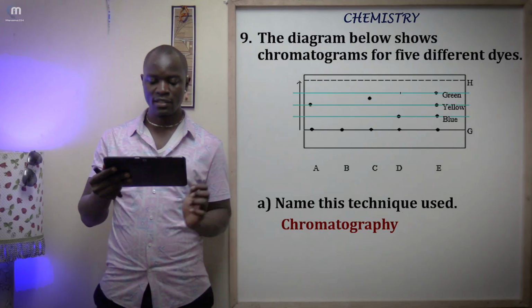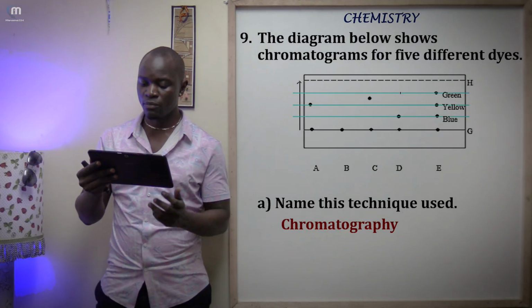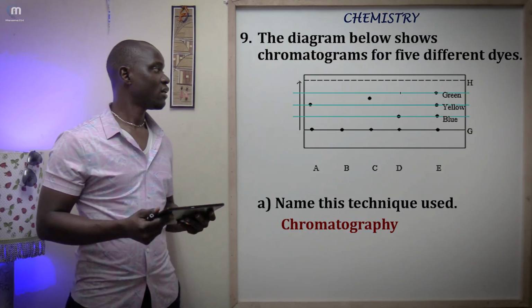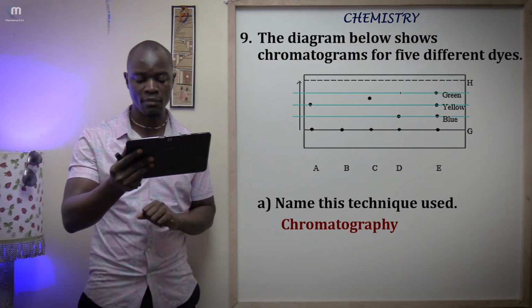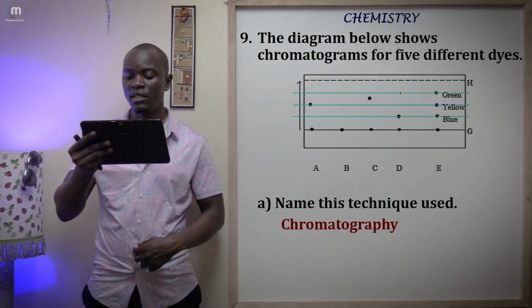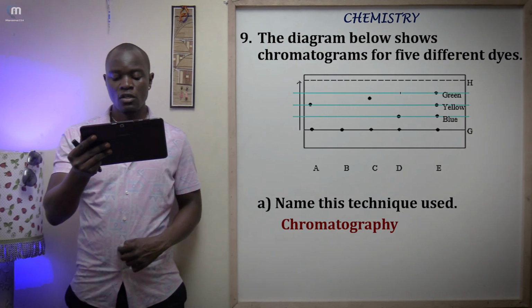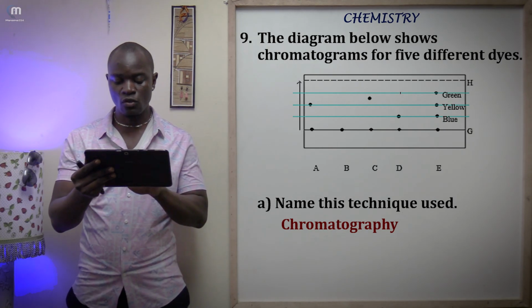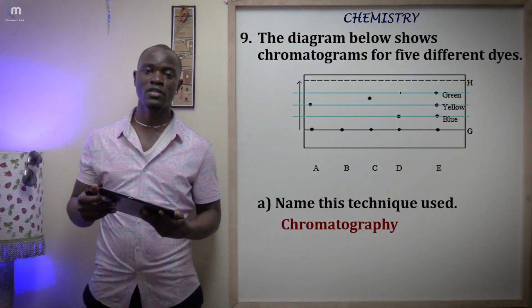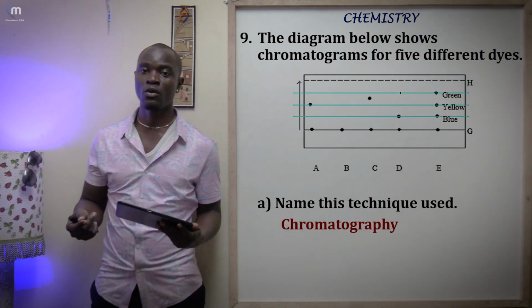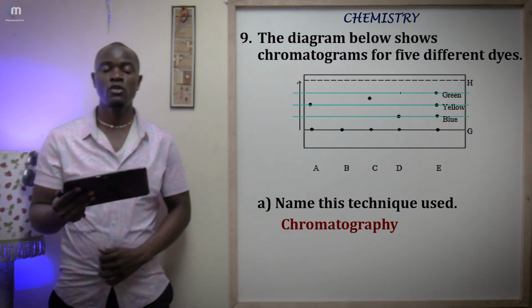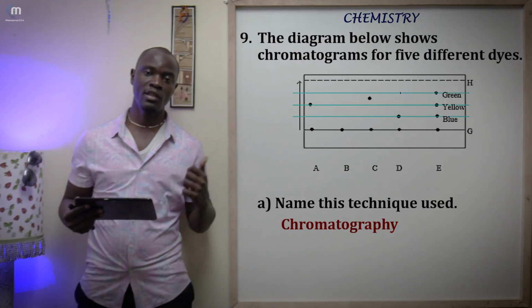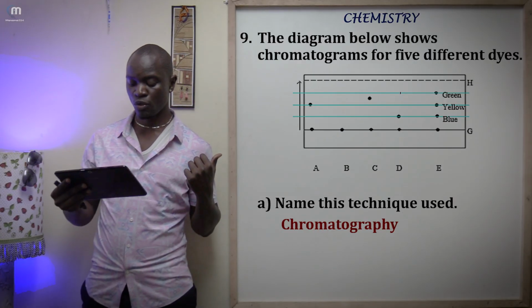Number 9 is asking, the diagram below shows chromatograms of 5 different dyes, as you can see. We have the 5 different dyes in this chromatogram, which are A, B, C, D, and E. Name the technique that is used in this case. This method of separation is called what? Chromatography. That is what they want you to answer. So this technique used in separating colors is called chromatography.